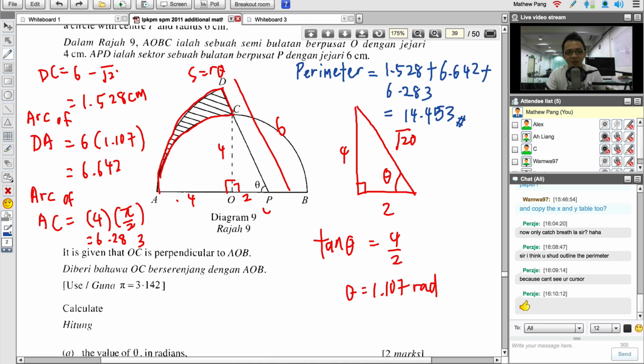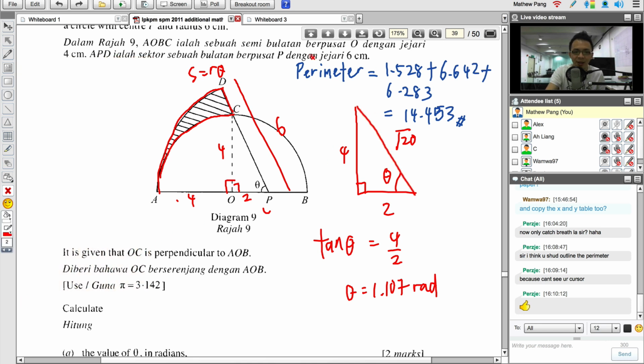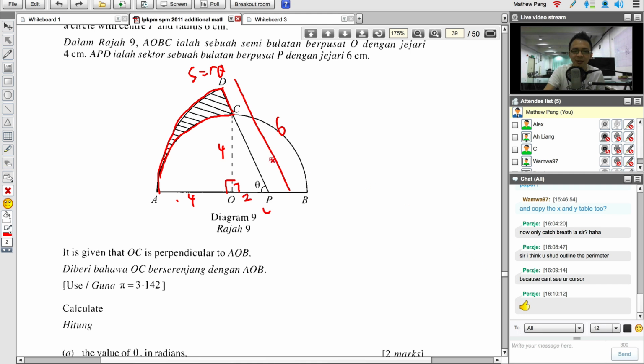Then we go to the area. Okay, I think you should have no issue for this one. So I'm gonna erase this part and I erase this part. Okay, then I have more space for area. Alright, area of sector in this chapter you should know is half r squared theta. What is my answer for this one? 1.107, right? If not mistaken.